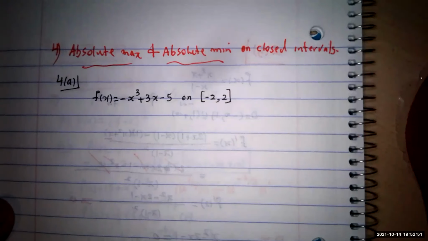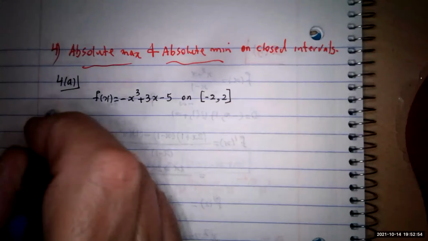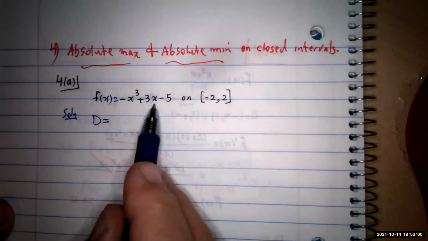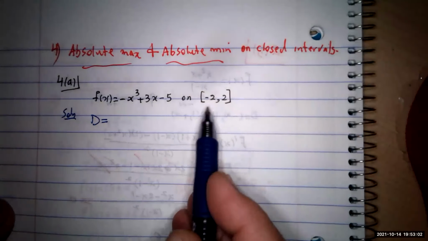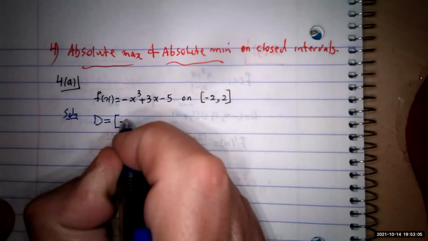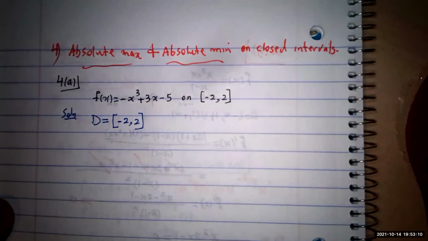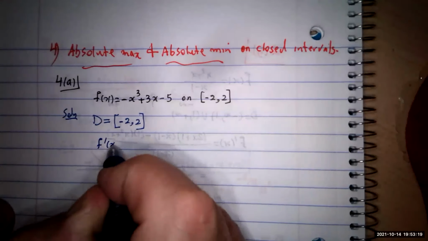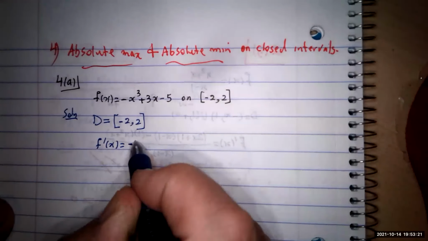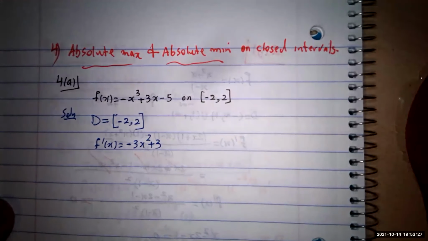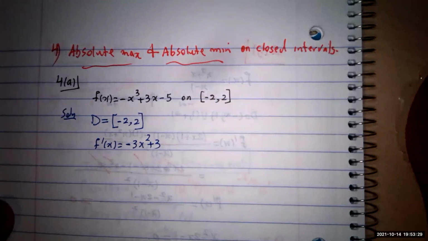Step 1, you find critical numbers. You remind yourself that the domain that you have to consider is not the natural domain of the function, but this domain, because the natural domain is all real numbers. This is your domain for this problem, because they ask you to restrict it to this domain only. Now differentiate carefully. Power rule. It's -3x squared plus 3. Derivative of 5 is 0.